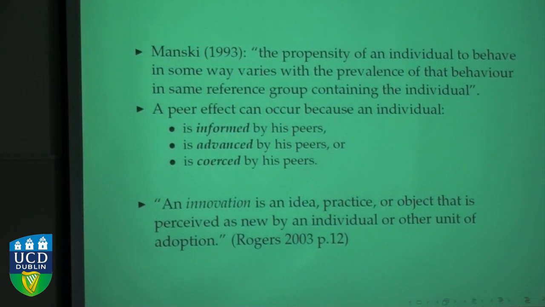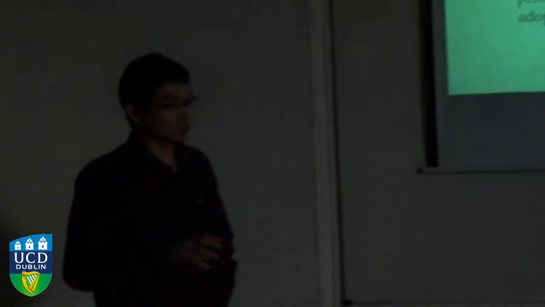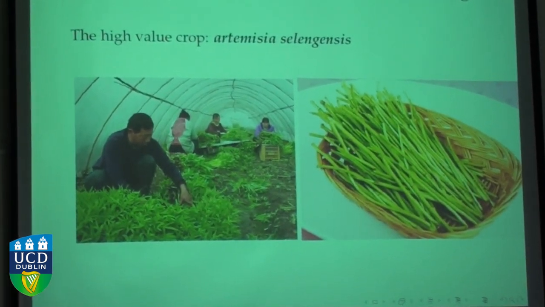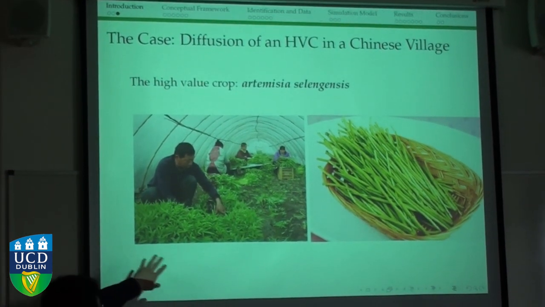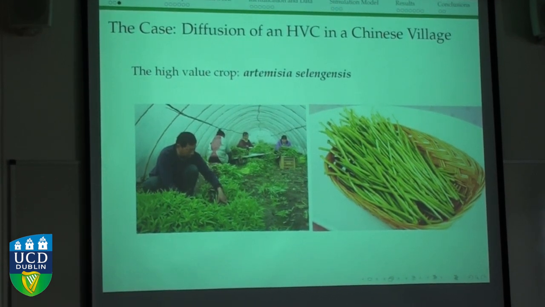Also, innovation refers to an idea, practice, or object that is perceived as new by the individual. In this particular study, the innovation we're looking at is a new high value crop, and we look at how this new crop diffused in a village in central China. Just to give you some idea about this new crop, it's called Artemisia selengensis, which is very difficult to pronounce. This is how it grows in the field, and then we harvest the stalk of this vegetable. It is a very popular vegetable in central China and a rather expensive one. When the stalk gets old and mature, we use it as seed stock for reproduction.